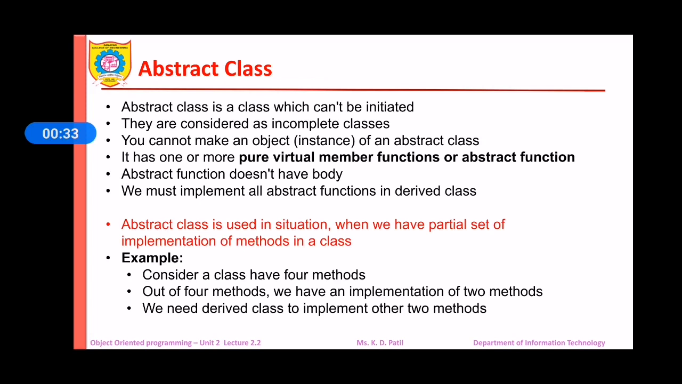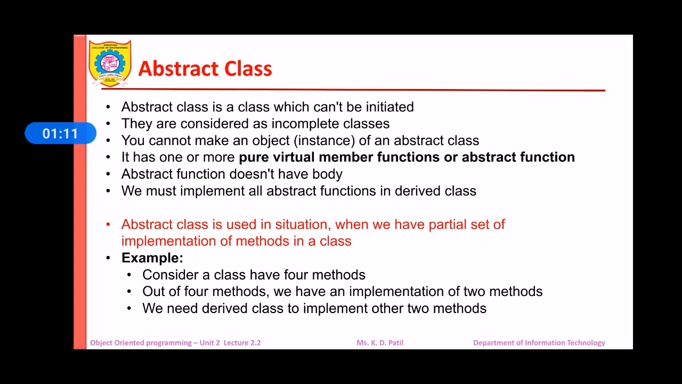Let us see what an abstract class is. An abstract class is a class which cannot be instantiated. Although some methods are available in the abstract class, you cannot make an object or instance of an abstract class. They are considered incomplete classes. The abstract class has one or more pure virtual member functions, which are considered abstract functions, and those abstract functions do not have any body. Those abstract functions must be implemented by the derived classes.